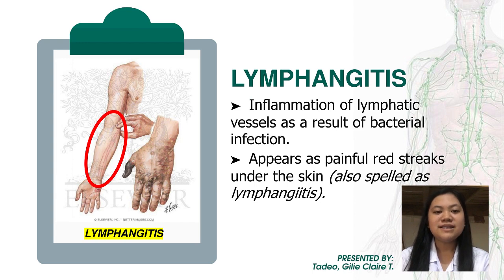Next is lymphangitis. Lymphangitis is inflammation of lymphatic vessels as a result of bacterial infection. Lymphatic vessels are part of your lymphatic system. They transport lymphatic fluid away from the tissues and bring it back to your bloodstream.